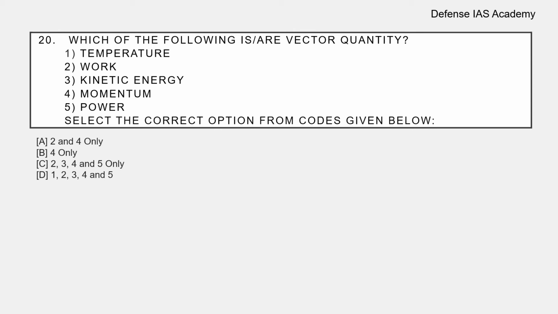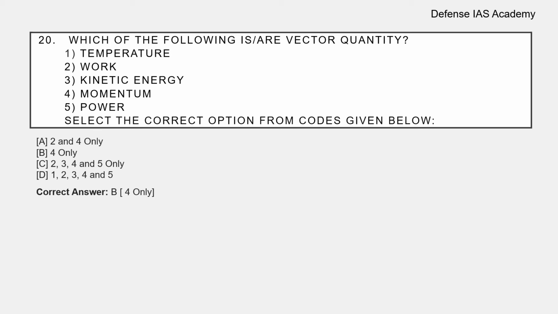Question number 20. Which of the following is a vector quantity? The options are: 1. Temperature, 2. Work, 3. Kinetic energy, 4. Momentum, 5. Power. Select the correct options from the codes given below. The options are: A, 2 and 4 only; B, 4 only; option C, 2, 3, 4 and 5 only; option D, 1, 2, 3, 4 and 5. The correct answer is option B, 4 only. That means momentum is the only vector quantity.